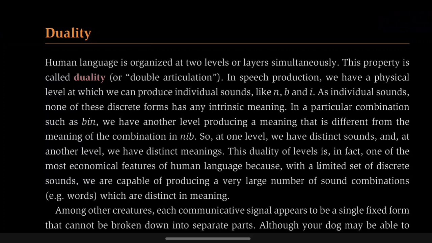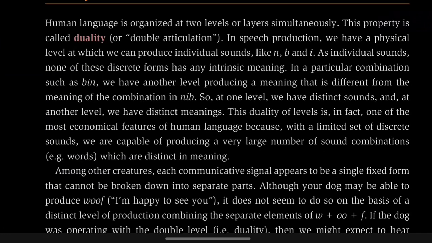In speech production, we have a physical level at which we can produce individual sounds like n, b, and a. As individual sounds they mean nothing, but we can combine them, we can mix them to create a word that has meaning. On the other hand, animals are born with a fixed form of communication signals that cannot be broken down into separate parts. Even if a dog can say woof, meaning I am happy to see you, he cannot manipulate that word, for example, to say foo or oof or whatever to communicate other needs or objects.